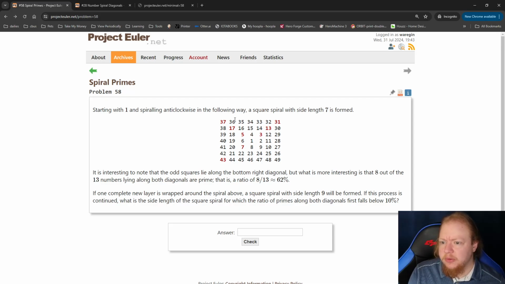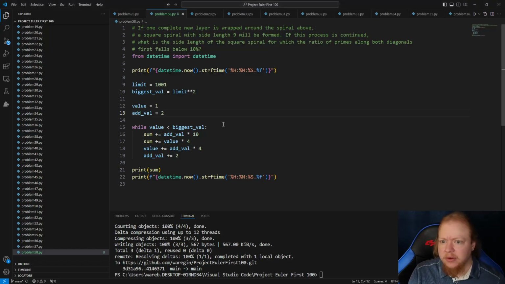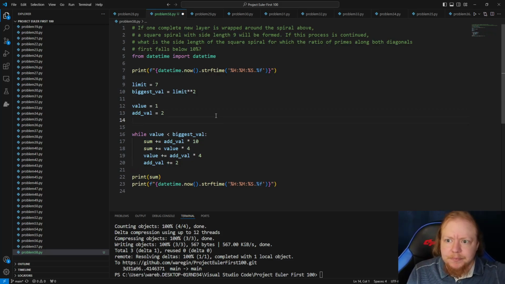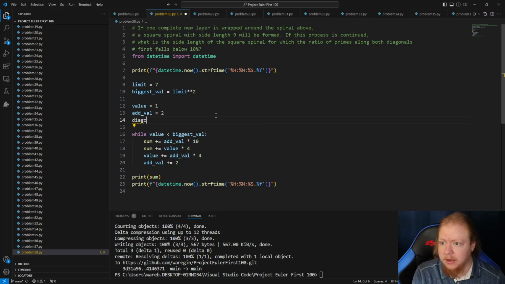What we're going to do is go up to 49, and then print out this array and make sure we have the correct answer. So I'm going to change the limit to 7. And diagonal nums is an array.